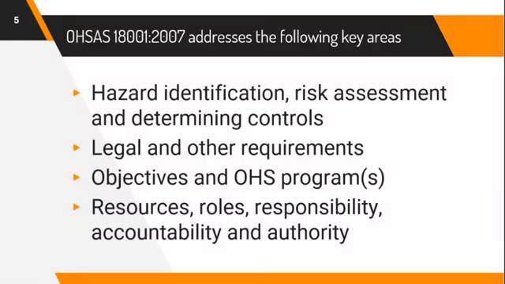So, hazard identification, risk assessment, and determining controls are addressed by OHSAS 18001:2007. The second one is legal and other requirements, the objectives of the OHS program, and the resources, the roles, the responsibility, accountability, and authority. So once you go to a company and become part of it, make sure to know the rules and guidelines of your company on health and safety.